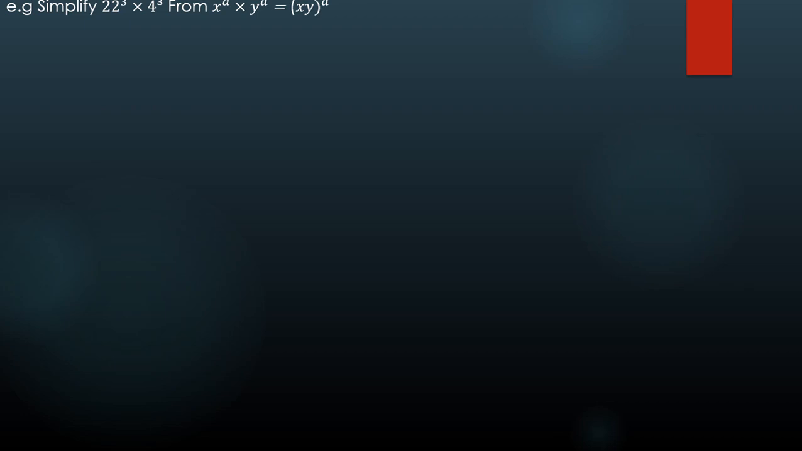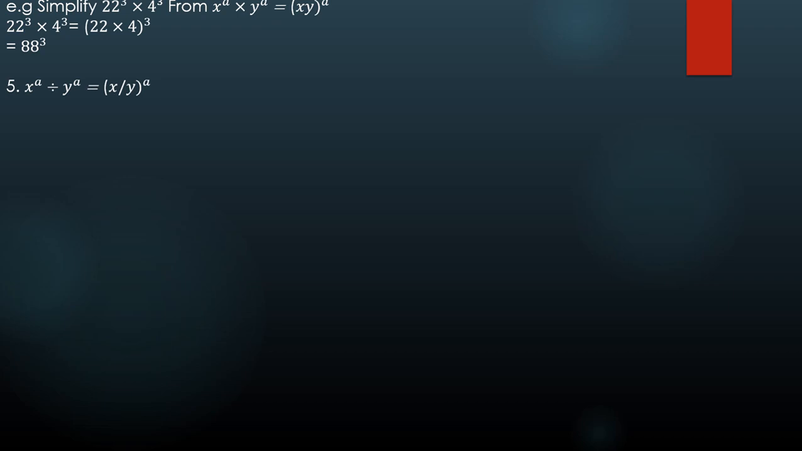Here we have, simplify 22 raised per 3 times 4 raised per 3. From x raised per a times y raised per a, which gives xy raised per a, we have our power a as 3 and 3. Wow, so you can put this rule into this question and get our required result. So we multiply 22 by 4. 22 times 4 is 88. Then bring in your 3 as it is here. So we have 88 raised per 3 as our answer.